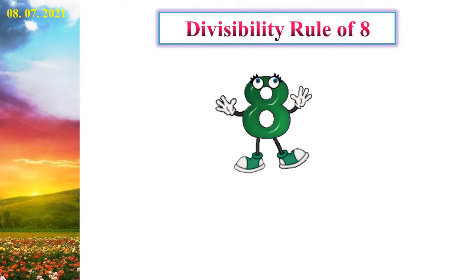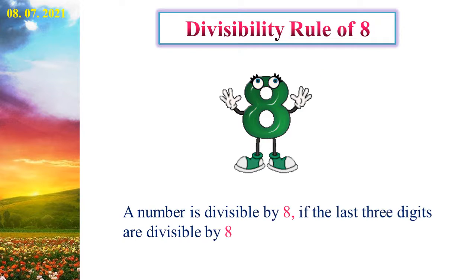Let's learn about divisibility rule of 5. A number is divisible by 5 if its ones digit is 0 or 5.